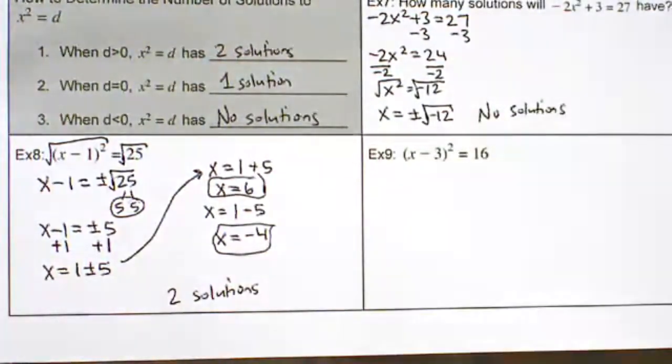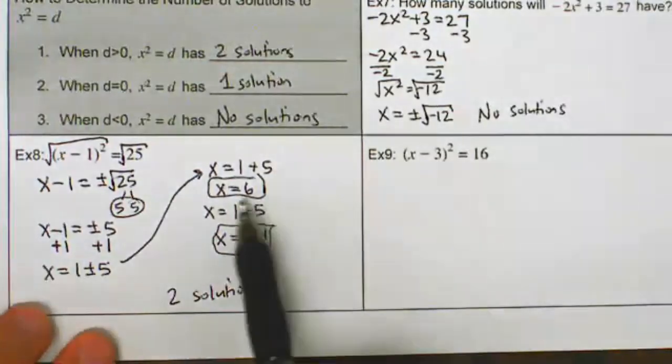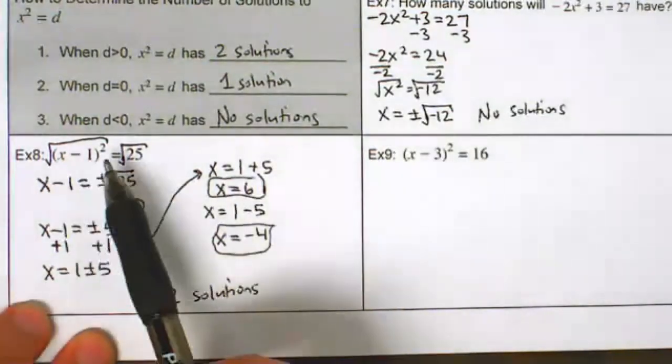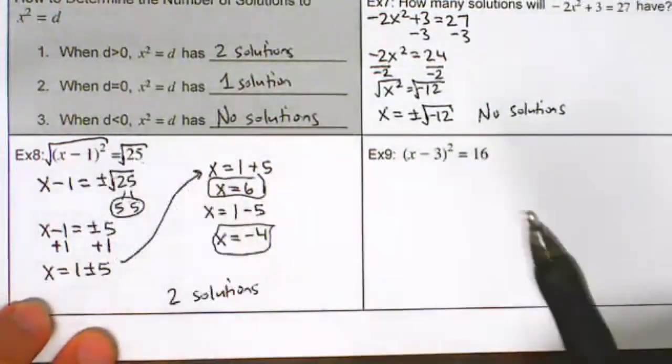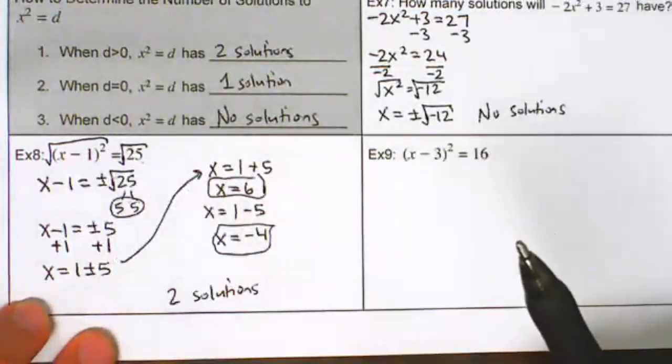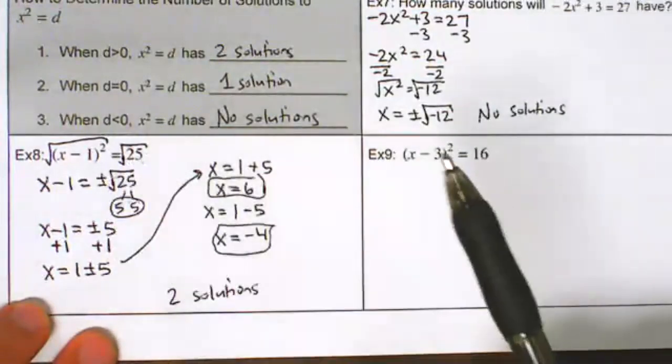And if we think about why this works for a moment, because you might say, but we took the square root of 25. How do we have 6 and negative 4? Neither of them are 5. If we were to plug 6 back in, 6 minus 1 is what? 5. 5 squared equals 25. So 6 is going to give us the original statement. It will make it true.